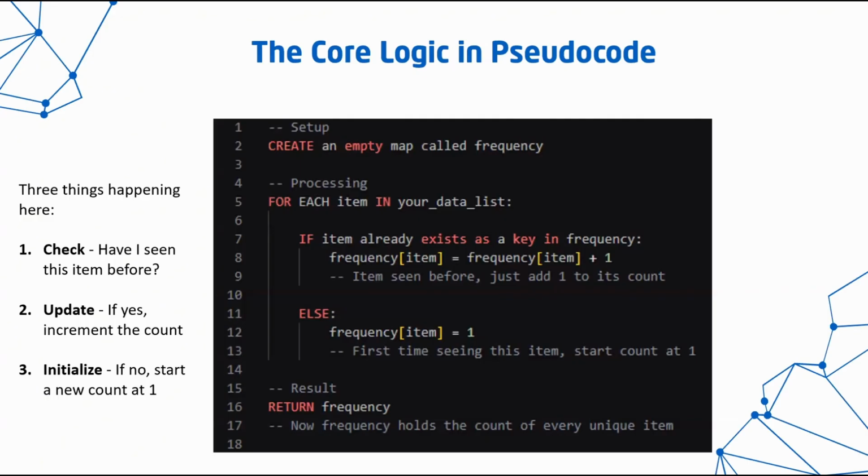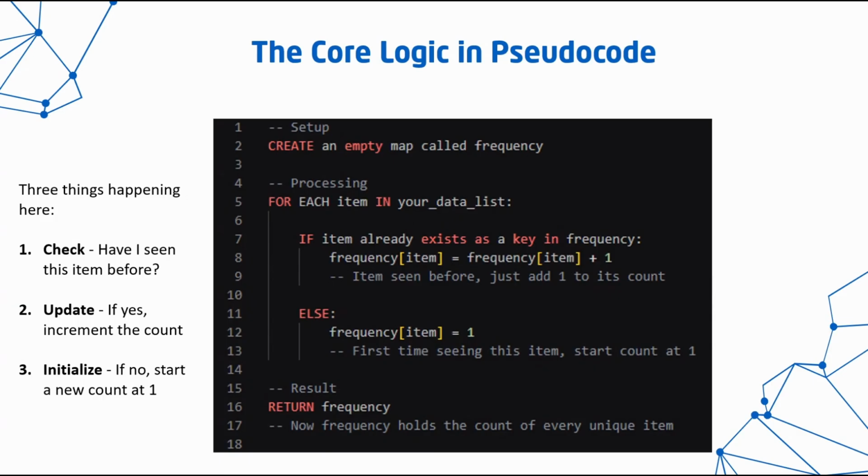Three things are happening here: check, update, and initialize. These are the main things happening in an empty hash map. First we set up, and then for each item in my data list, we check if the item already exists as a key in the frequency map. I do have another proper example, so I'm just going through quickly here, but the internal code will look like this. Let's say our key is the customer ID.